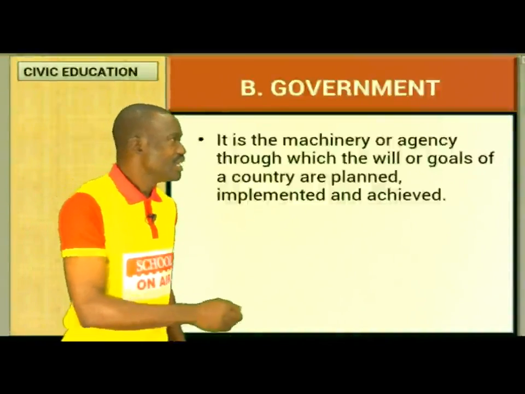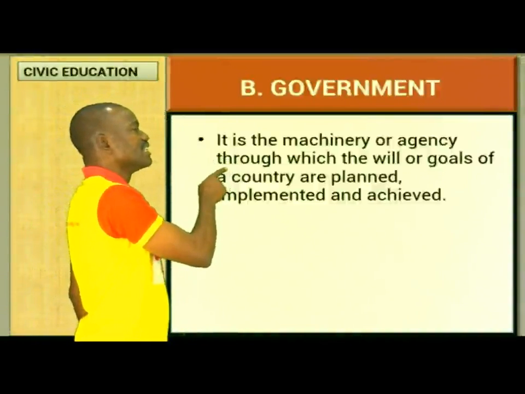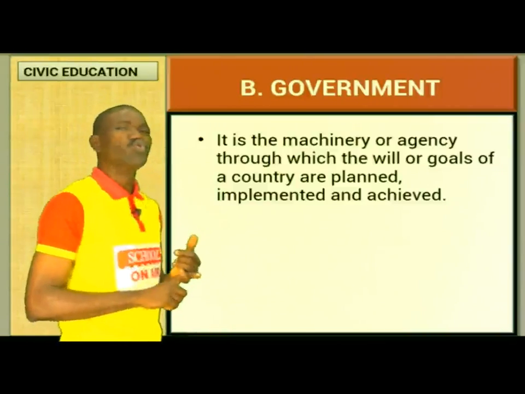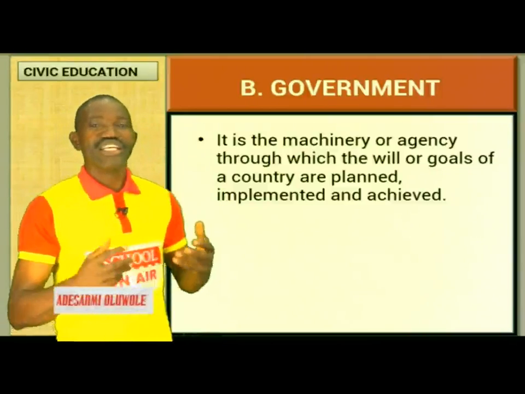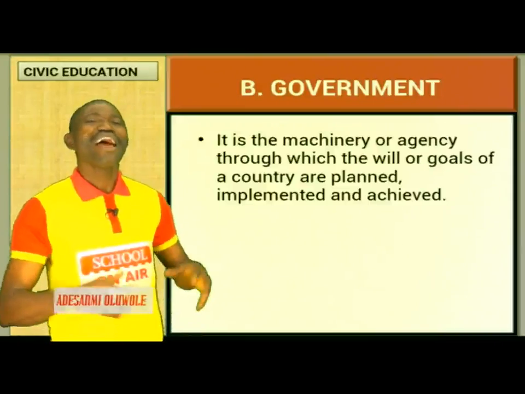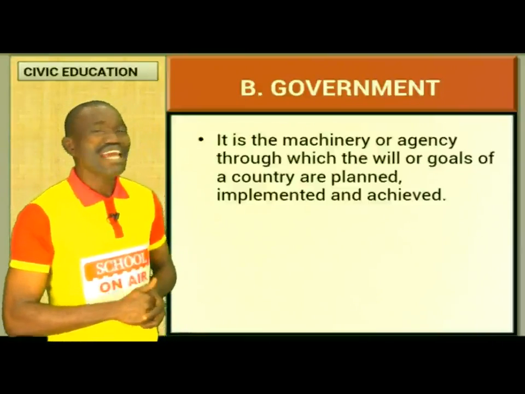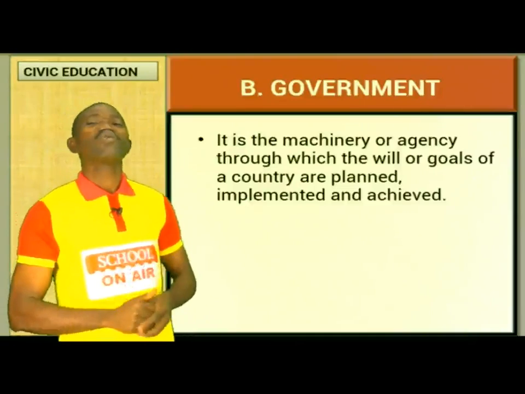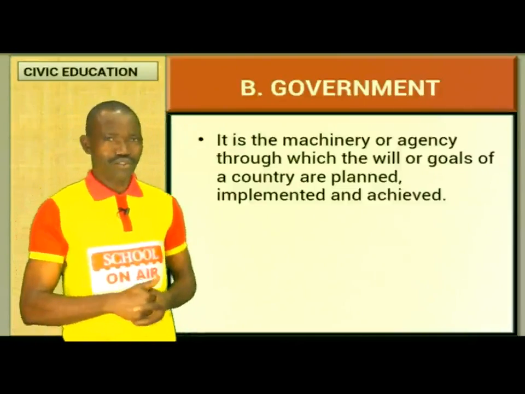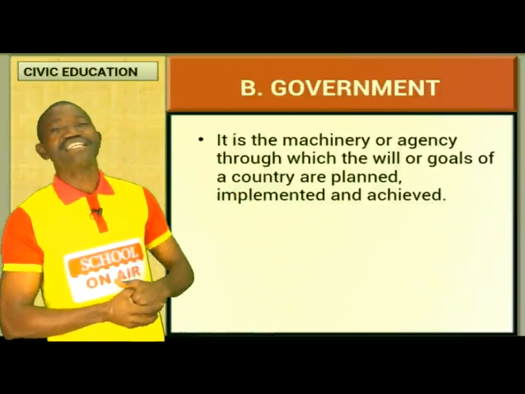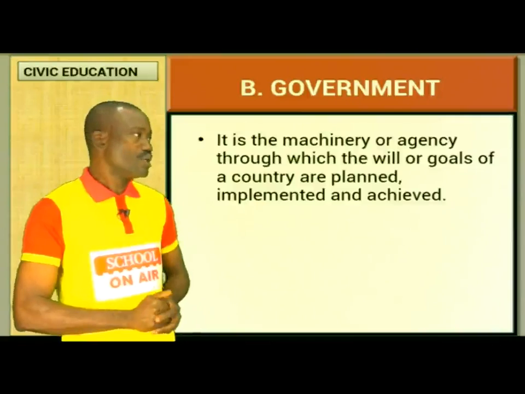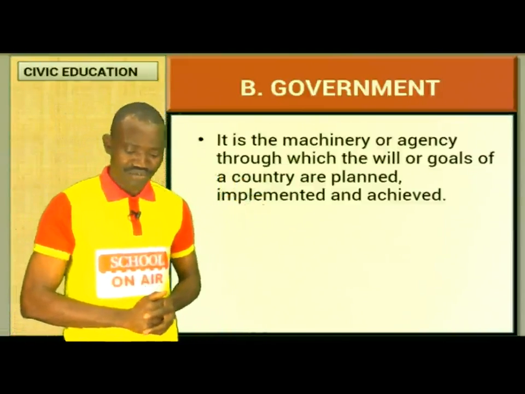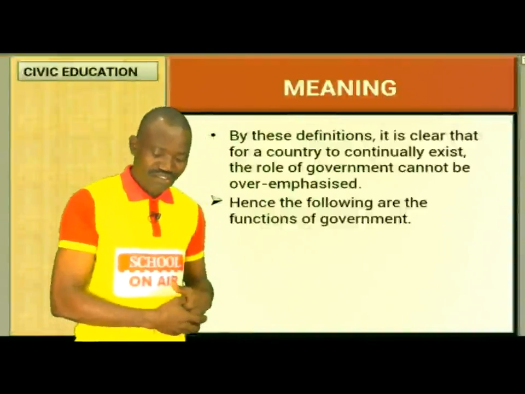Another definition, it is a machinery or agency through which the will or goals of a country are planned, 1, implemented, 2, and achieved, 3. In other words, there is a formulation stage for every policy, for every program of government. There is also the implementation stage and the achievement stage. The planning stage is when the various government officials sit down to plan, to strategize. The implementation stage is carrying out such projects or programs. And the achievement stage is when people now see it on ground, when they enjoy the dividends of democracy. That is another definition of government.